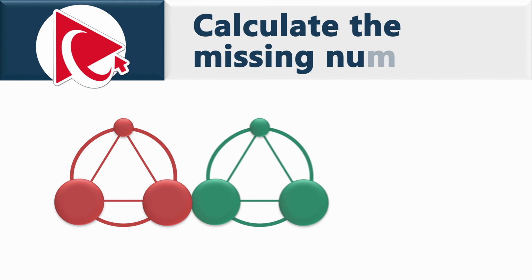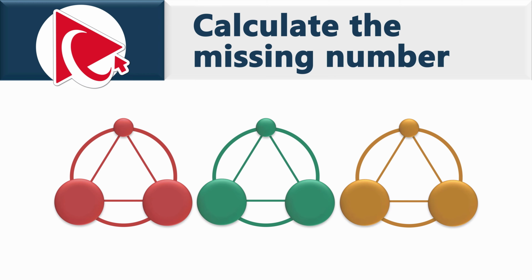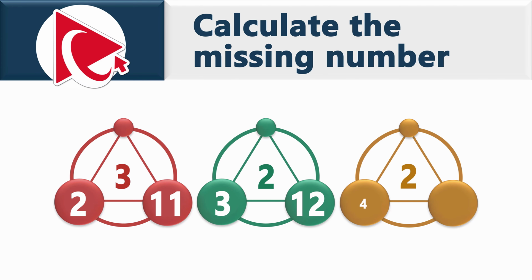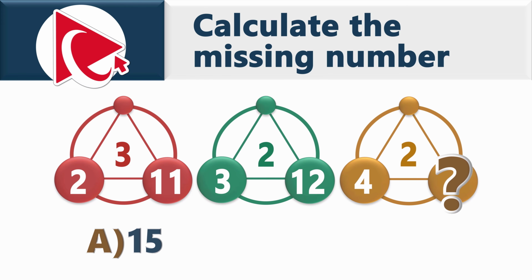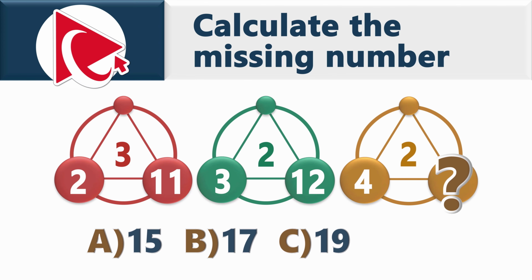You're presented with unusual looking shapes that are mixtures of circles and triangles. Each shape has numbers. The first shape has numbers 3, 2, and 11. The second shape has numbers 2, 3, and 12. And then the third shape has numbers 2 and 4. You need to calculate the missing number in the third shape. Once you calculate it, select it out of 4 possible choices. Choice A, 15. Choice B, 17. Choice C, 19. And last but not least, choice D, 21.